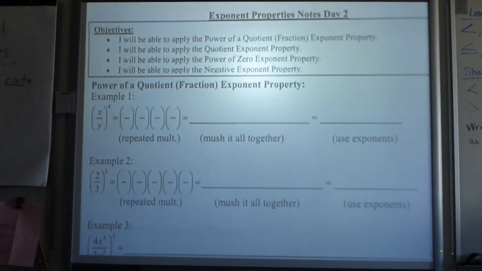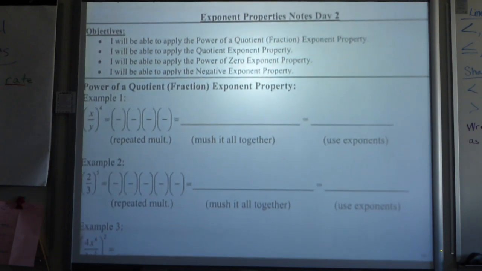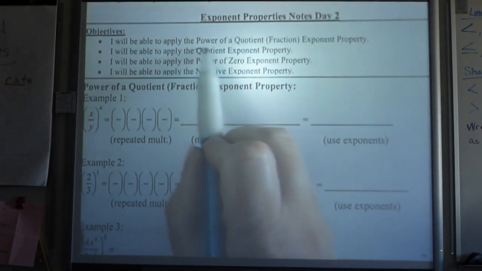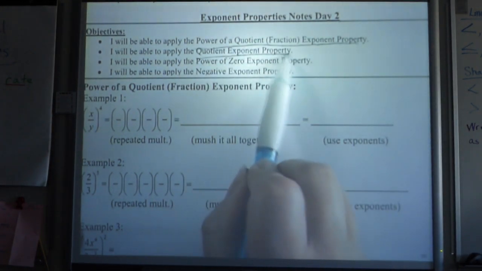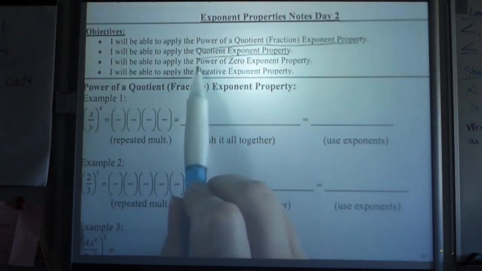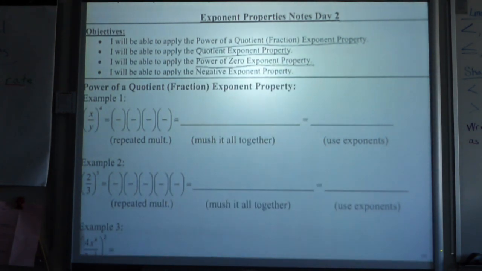Okay, today we're looking at more properties of exponents. Today our learning targets are that we will be able to apply the power of a quotient exponent property, the quotient exponent property, the power of 0 exponent property, and negative exponent property.